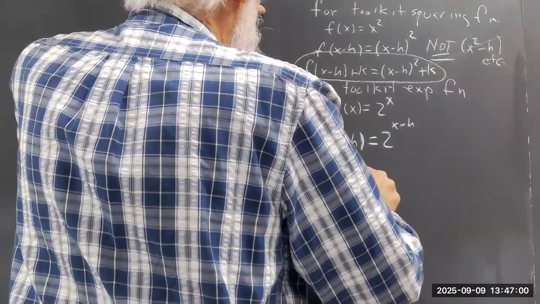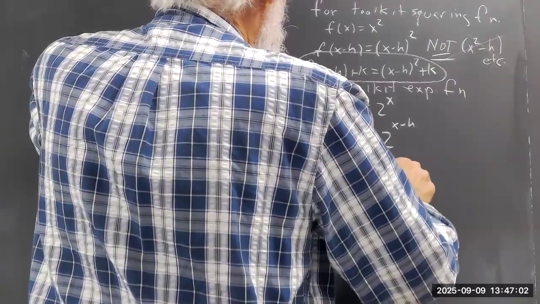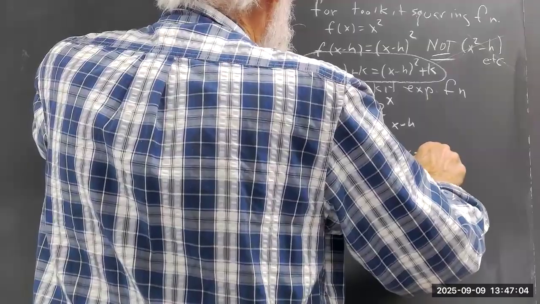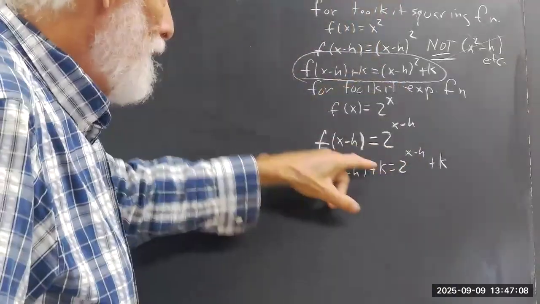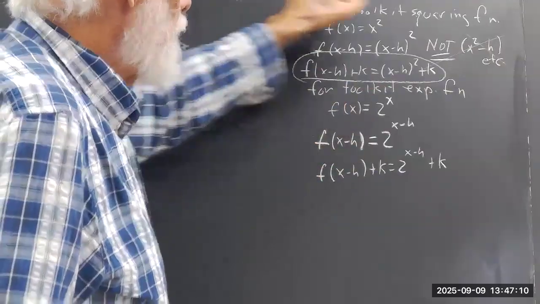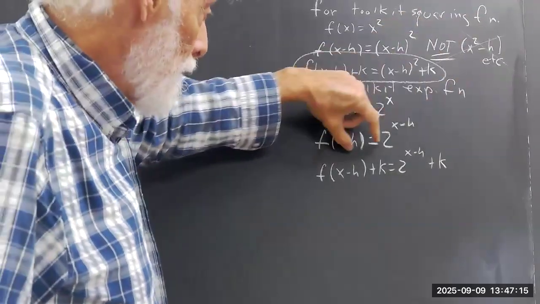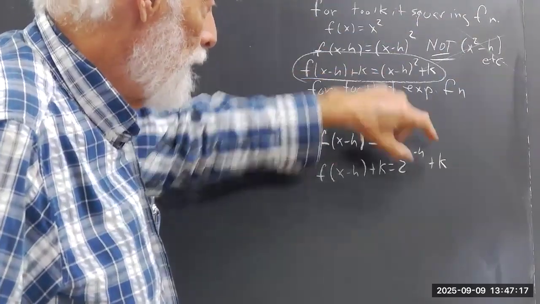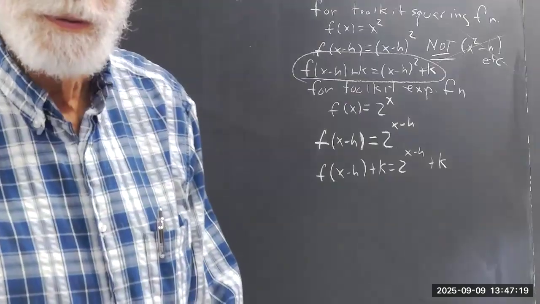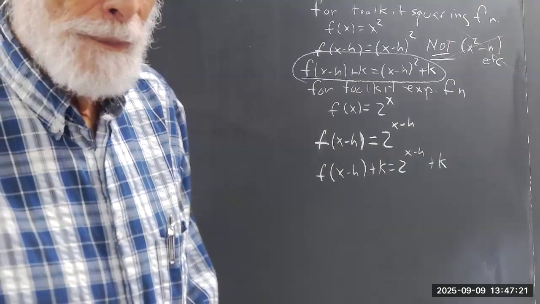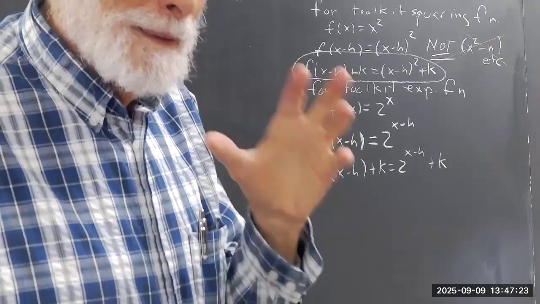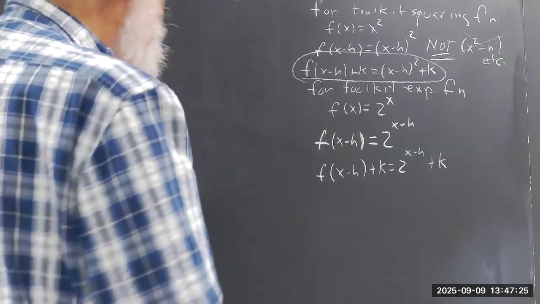Then f of x minus h plus k equals 2 to the x minus h plus k. K doesn't go up here in the exponent. It's not in the exponent in this expression. Okay? And the fact that x minus h goes into the exponent doesn't mean that k goes into the exponent. All right? Okay.